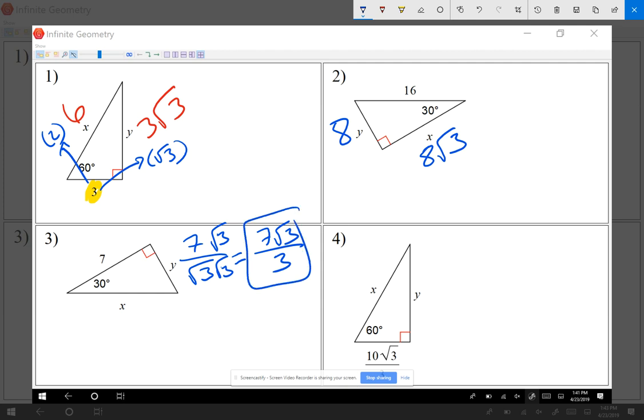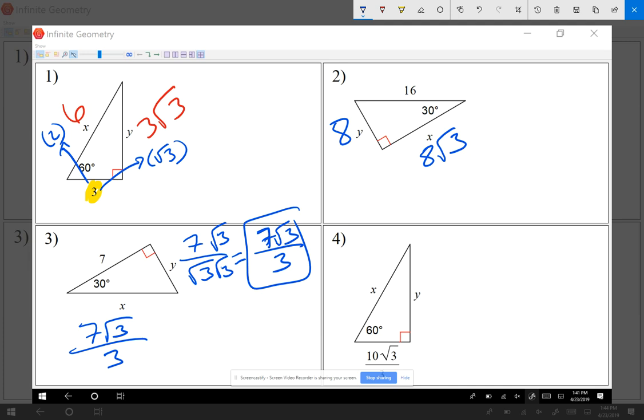And that's my answer. Just as a quick glance, I look at the whole numbers, 7 over 3. There's nothing I can do, so I don't simplify. Now that I know the small side, what do I do to the small side to get the hypotenuse? Multiply by 2. So I have 7 radical 3 over 3.